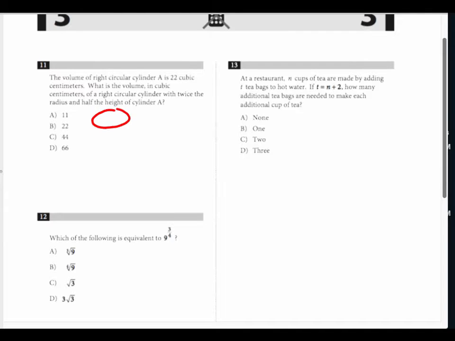Think of the cylinder. So I've got this cylinder. So this is the radius, from here to here, this is the height. And then the formula, of course, for calculating this whole thing is going to be pi r squared times the height. And this whole thing equals 22.